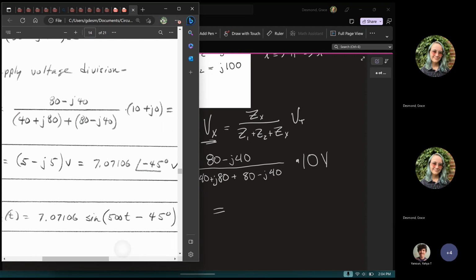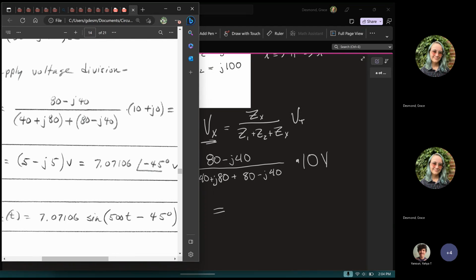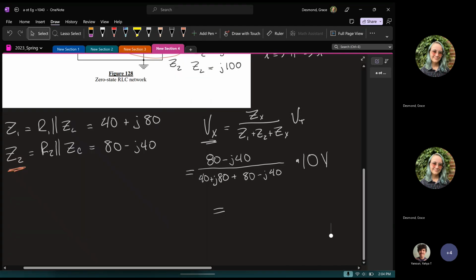5 and negative 5, right? Yeah. Whole lot of voltage. Yeah, I got 5 minus 5J. Yeah, that's what I got. I got 5, that's a negative 45. It should be 5 minus 5J, J5. 5J, same thing. Yeah, negative 45.